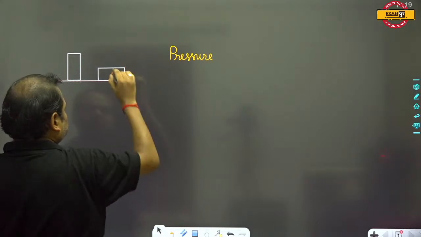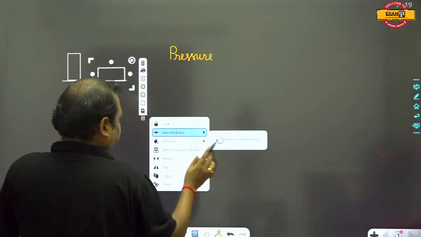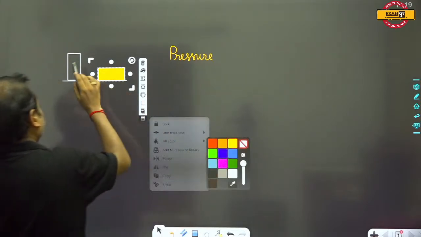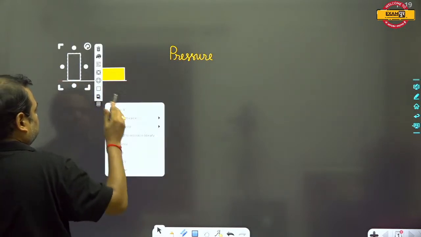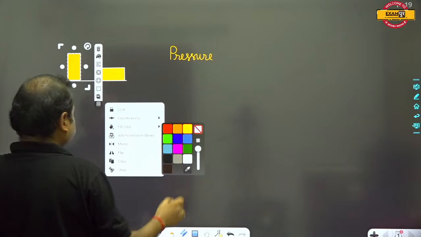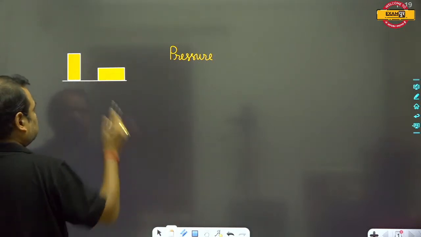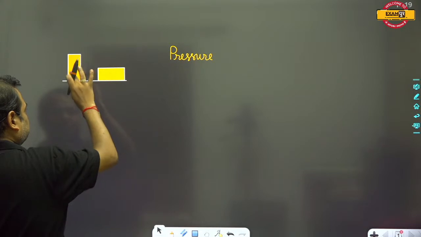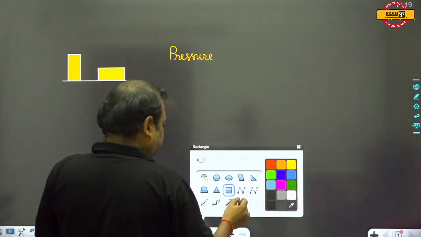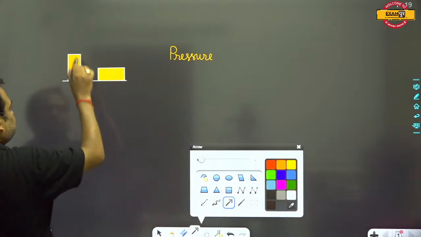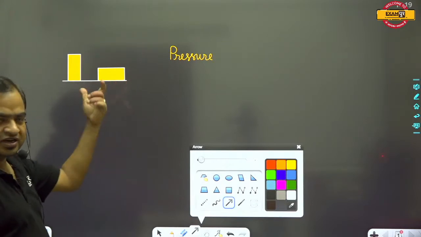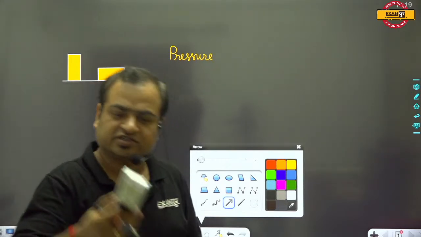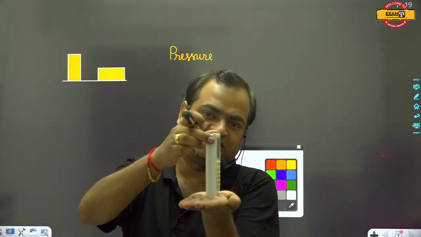Suppose that the weight and dimensions of the bricks are the same, because both of the bricks are made by the same company. So this brick has been placed like this, and this brick has been placed like this. This brick is just like the remote control. One brick has been placed like this, and another brick has been placed like this.